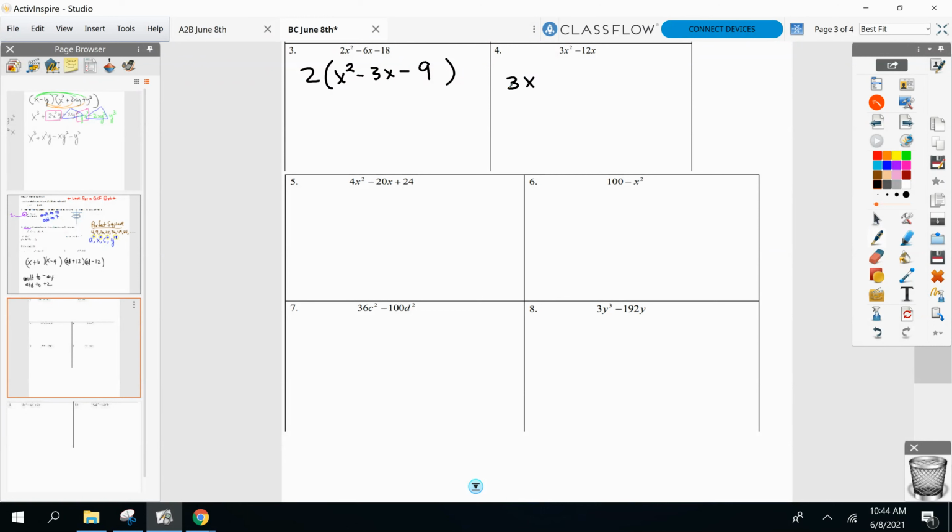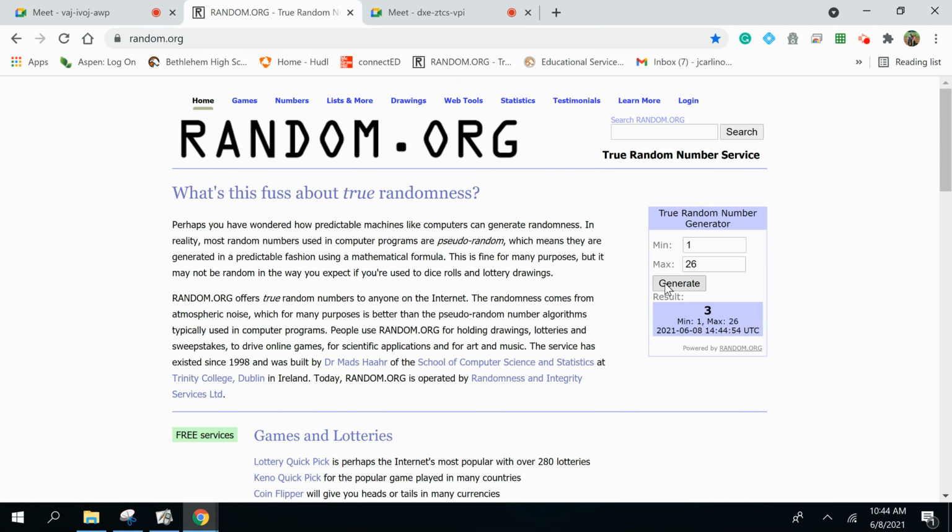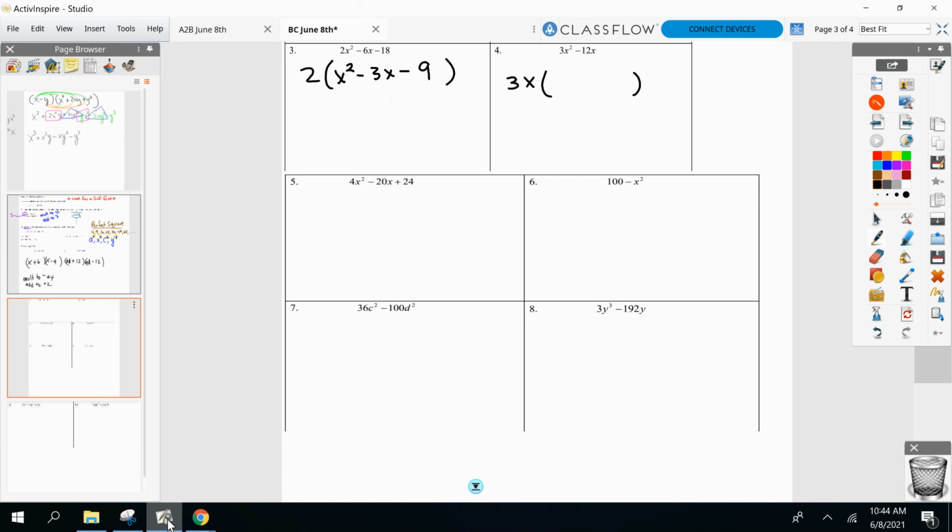Because x is in both of them, I always take out the one with the lowest exponent. All right, I take out a 3x. Divide each term by 3x. You guys did this yesterday. What is left over when I divide each term by 3x? Let's finish this. x minus 4. Good job.